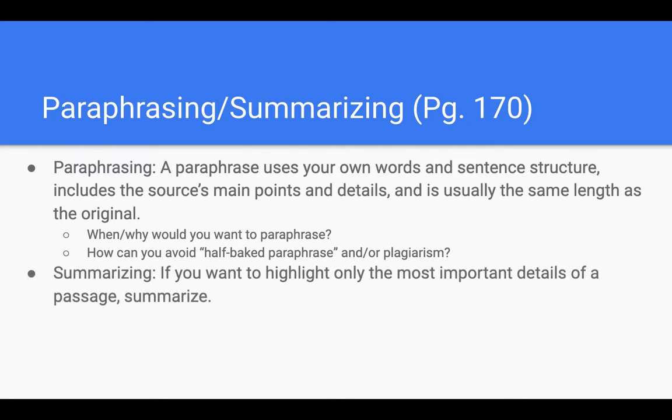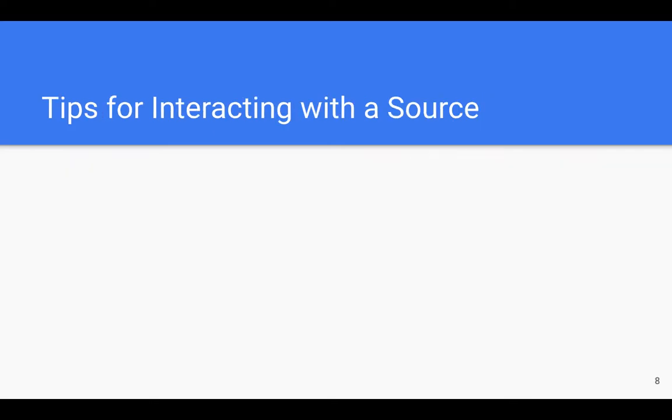Now, summarizing is if you want to highlight only the most important details of a larger passage. Okay, you're not going to paraphrase word for word 4 paragraphs, so you're going to summarize them. Even if you are summarizing a whole article and you're not even directly taking from one specific part of it, you always want to cite the source. Even if the wording is completely your own, if you get the idea from someone else, include a citation.